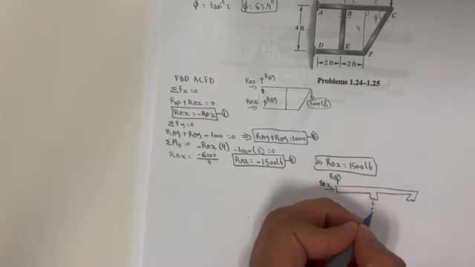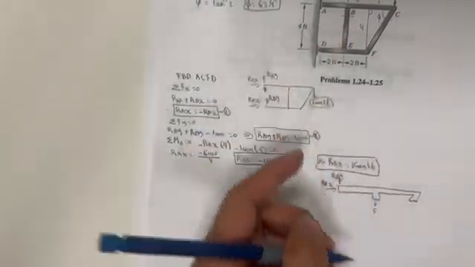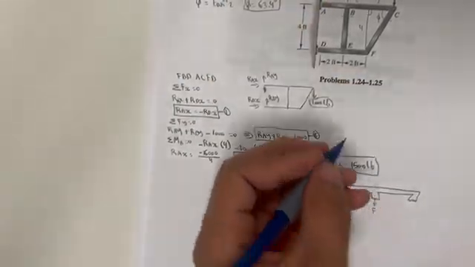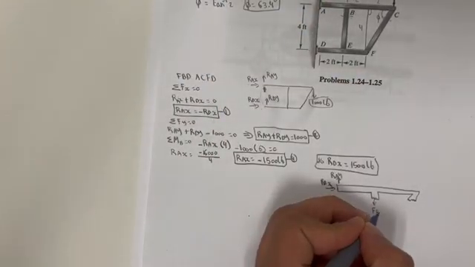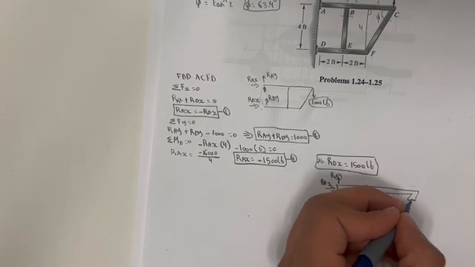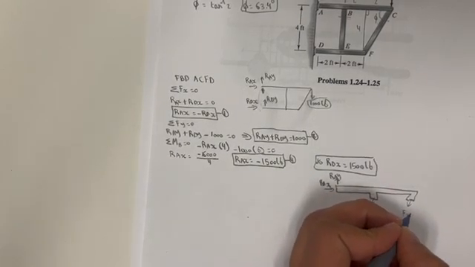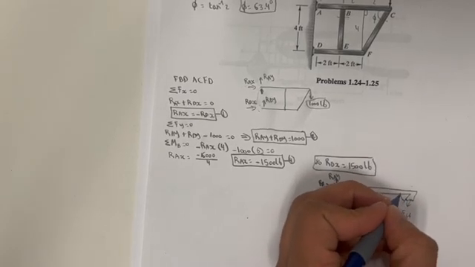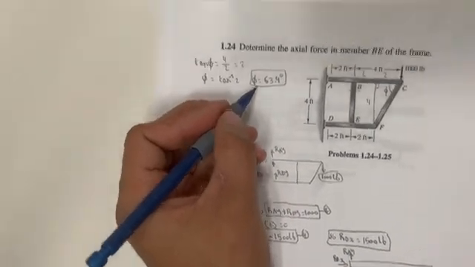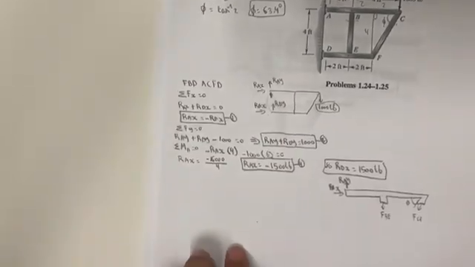Here you have the F internal, that's the one that you try to get, the axial force FBE. And here you have FCF. You remember this angle? That is the phi that we get here. Now we're gonna use it.